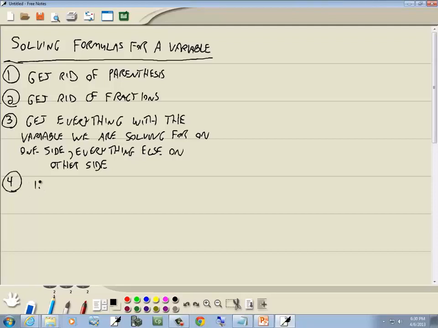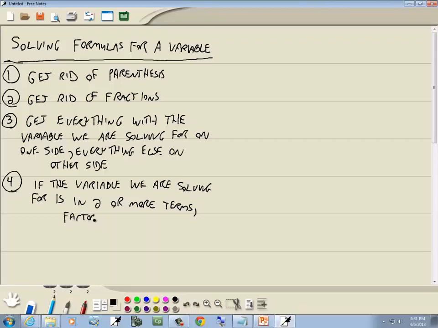Step 4. If the variable we are solving for is in two or more terms, factor it out. So if the variable we're solving for is in two or more terms, factor it out.